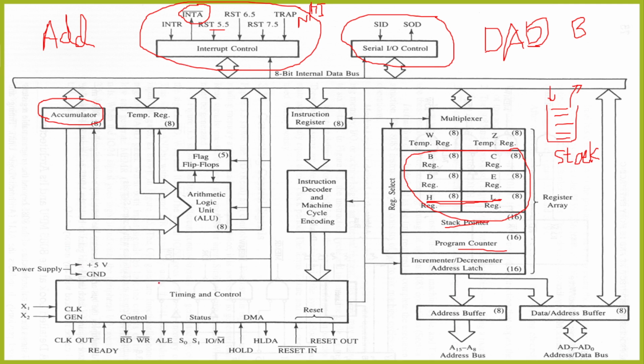Then we have the timing and control unit. Here the signals are power supply and frequency. You know that a 5 volt power supply is enough to operate the device because it's a TTL device. Then at X1, X2 we will connect an external crystal.